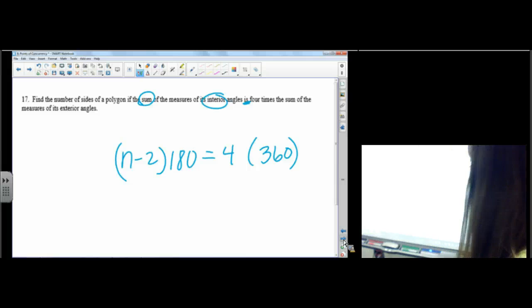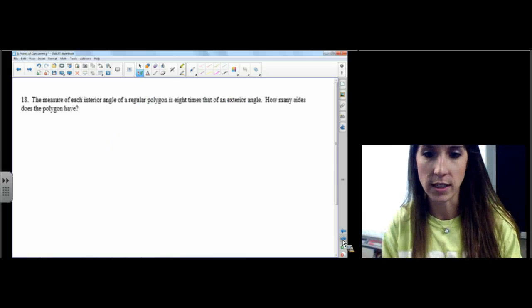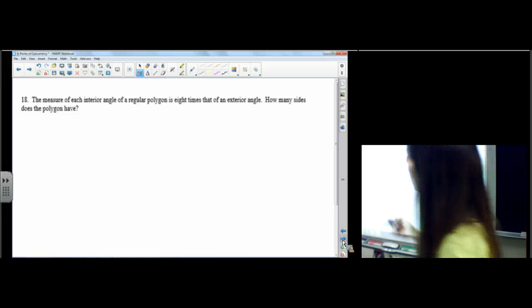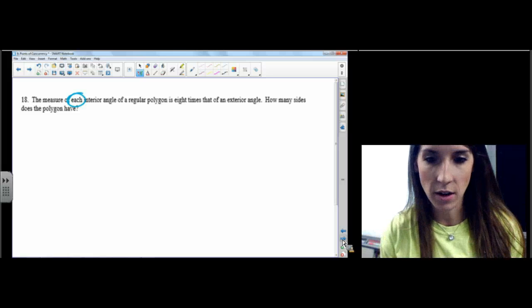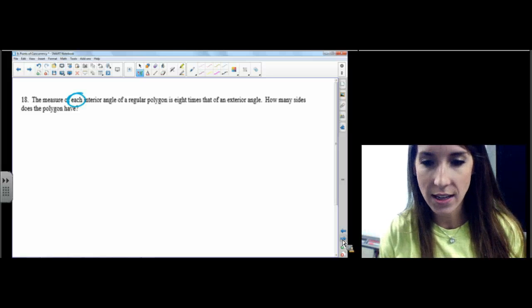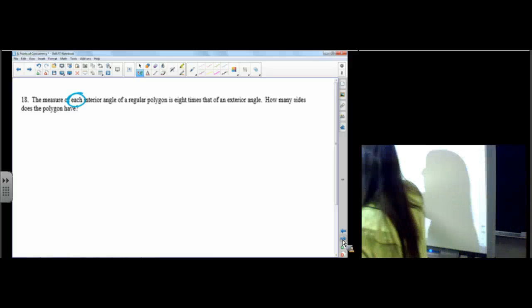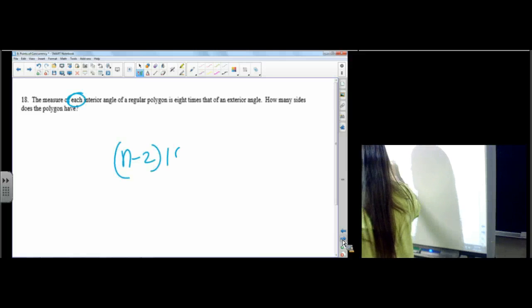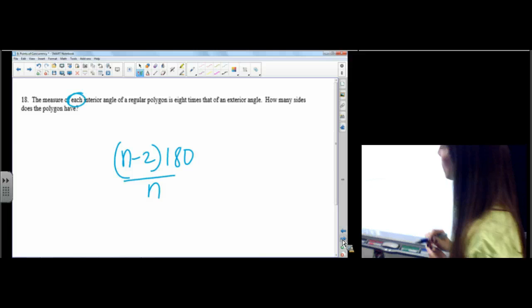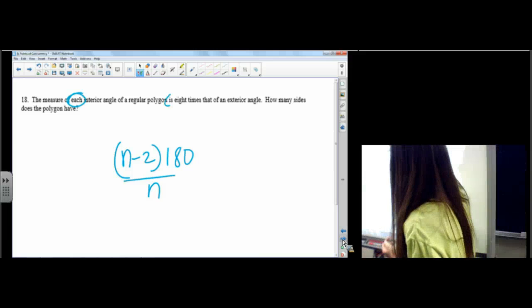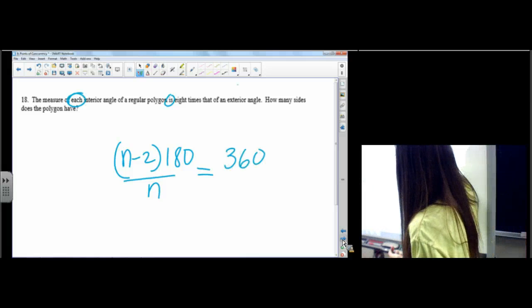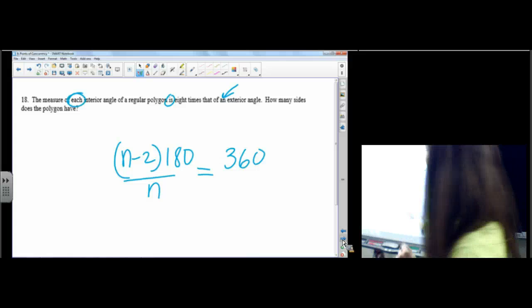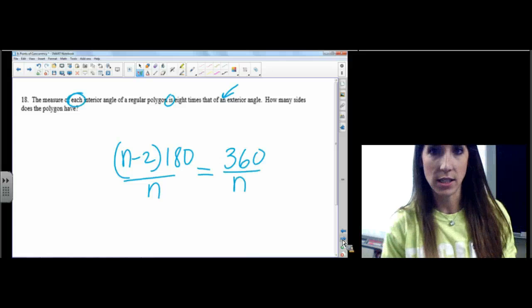Let's look at one more that's kind of similar, but there's different key words in this one. The measure of, look, it doesn't say sum anymore, it says each. The measure of each interior angle is 8 times that of an exterior angle. How many sides does the polygon have? So on this one, we're going to write our other formula. N minus 2 times 180 divided by n, and it is 8 times that of an exterior angle. You see the word an exterior angle, that means one exterior angle. So it's not 360, it's 360 divided by n.